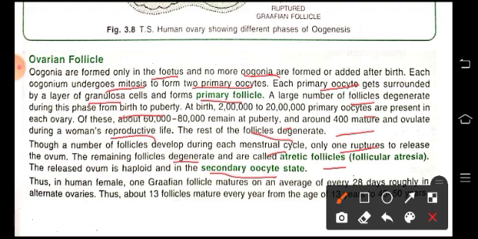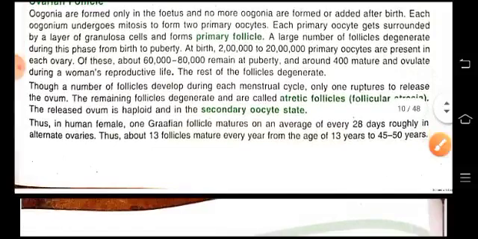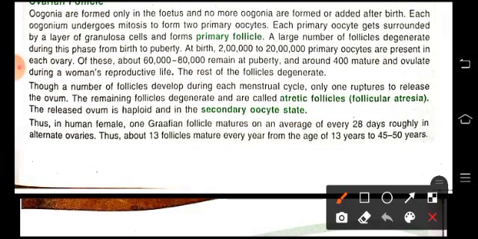So we can say that in a human female, one Graafian follicle matures on an average every 28 days in alternate ovaries, and about 13 follicles mature every year from the age of 13 years to 45 to 50 years. Okay, so till 45 to 50 years, each year about 13 follicles mature.